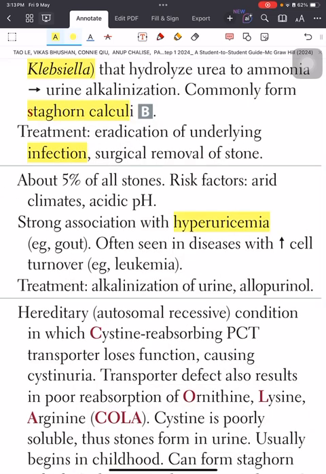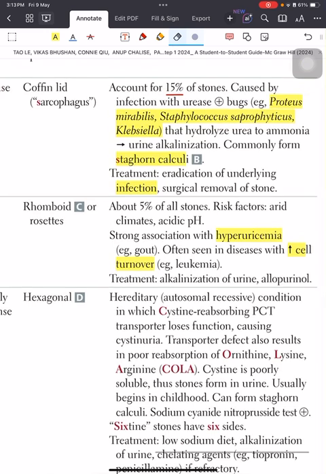With uric acid, always remember that if there's increased cell turnover, there will be hyperuricemia. So it cannot always be gout that's causing the hyperuricemia. It can be the increased cell turnover, which is of course tumor lysis syndrome, leukemia. That's where we correlate. A huge risk factor is the acidic pH, so if you alkalinize the urine or use allopurinol, it can be effective, right?